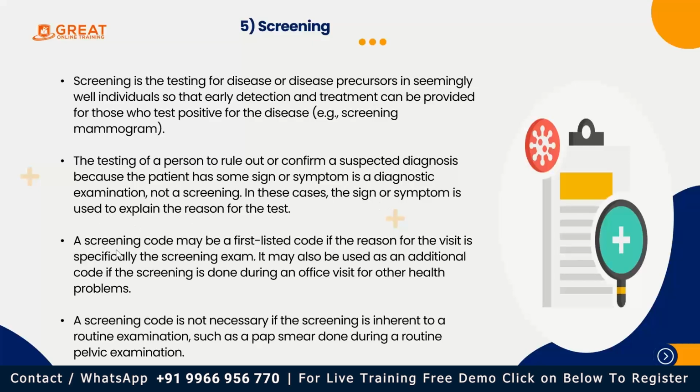A screening code may be a first listed code if the reason for the visit is specifically the screening exam. Okay, screening code we have to use as a principal or first listed diagnosis if the reason for encounter is screening exam. It may also be used as an additional code if screening is done during an office visit for other health problem. Okay, we can use screening code as a secondary or additional code if that screening is done while checking other health problem.